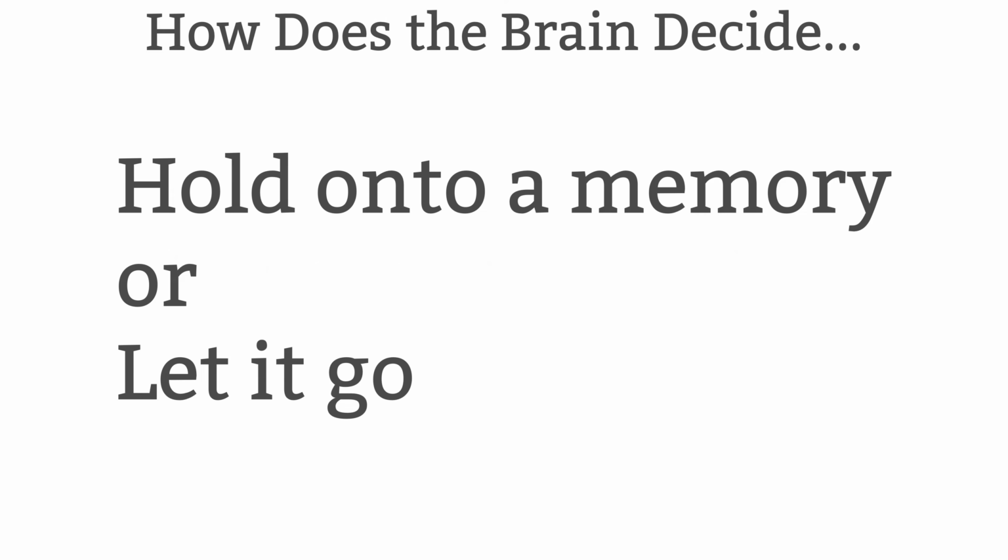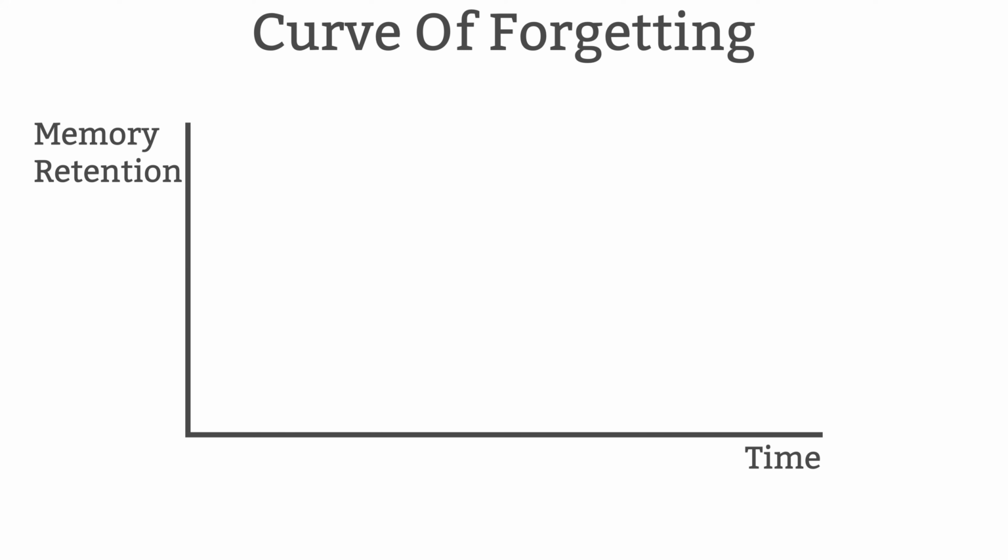Okay, so how does your brain decide if it should hold on to a memory or let it go? Well, this is where the concept of spaced repetition comes in. Our brains have what's called a curve of forgetting, which is essentially a plot of memory retention over time. Well, let me give you an example of how this curve of forgetting works.